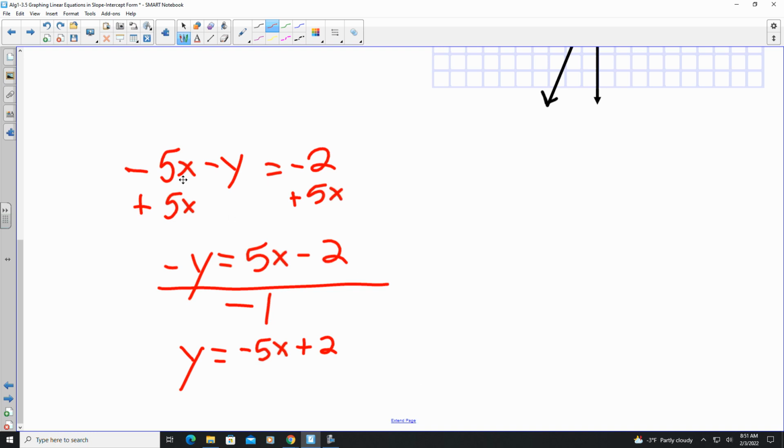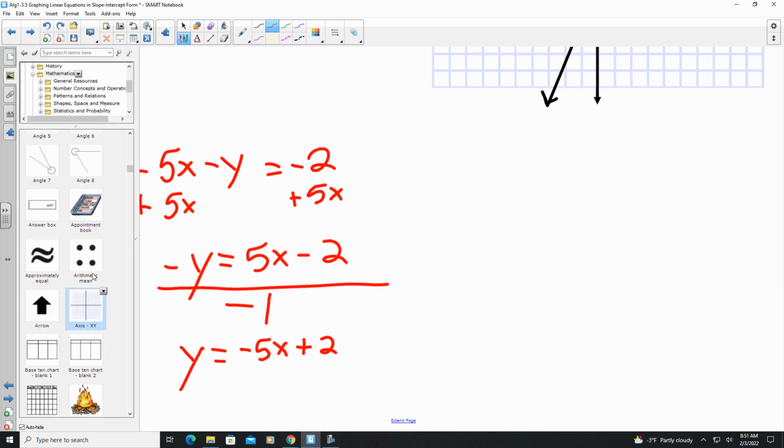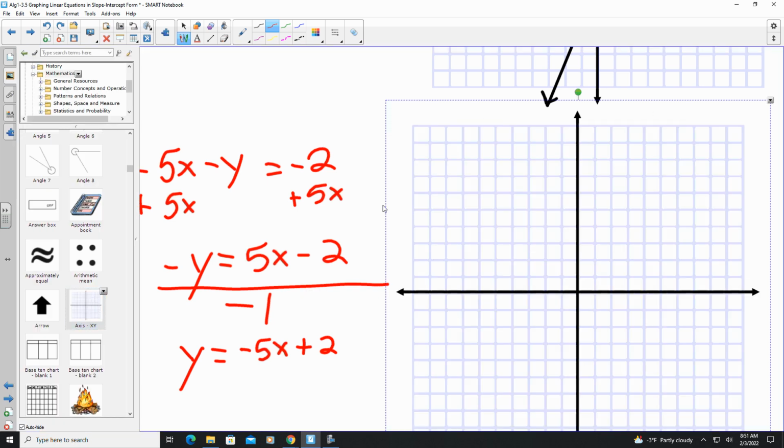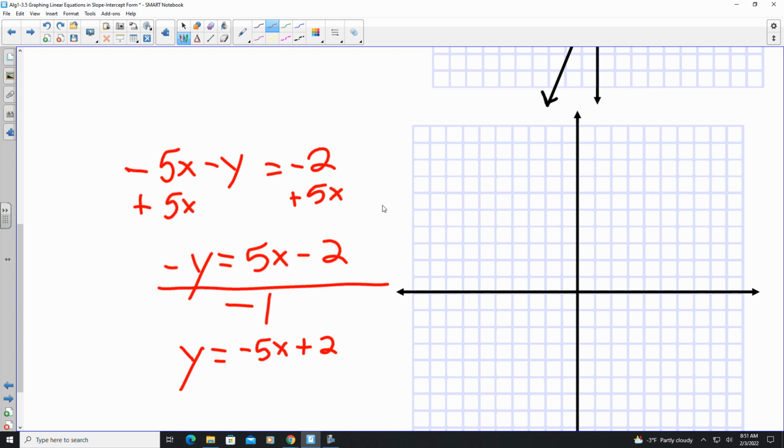In this particular situation, if I were to graph it, it would look something like this. My y-intercept would be at (0, 2), located right here. My slope is -5, which means I'm going to go down 1, 2, 3, 4, 5, and to the right one. If I write this as a fraction, it would be -5/1. My negative is in the numerator, so that means it went downward. The 1 was positive, so that means it went to the right.